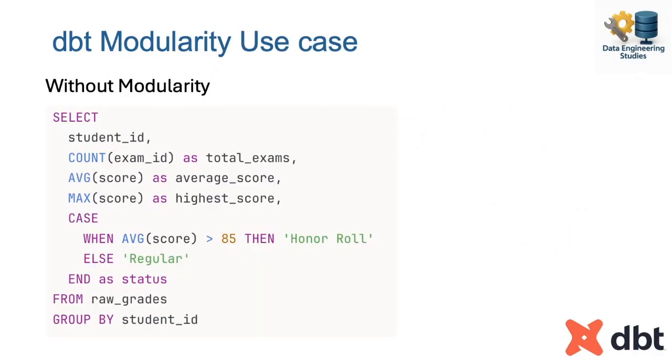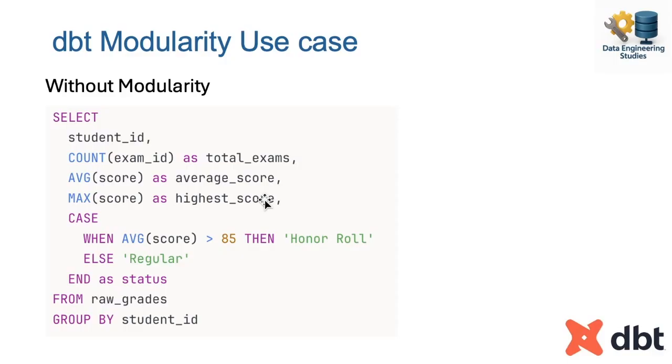Let's take a real world scenario. We are analyzing student performance here. We have a raw grade table. From this table, we are taking the count of the number of exams taken by each student. Then we are calculating the average score. Next, we are finding the highest score.